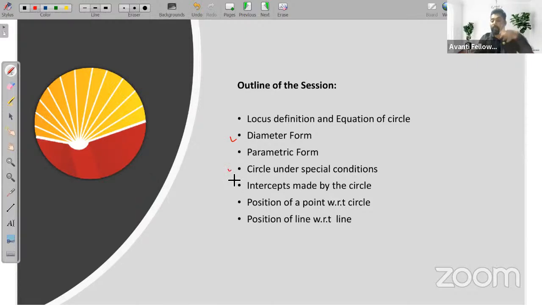Then circle under some special conditions, we'll see intercept made by the circles and position of a point with respect to circle. In case of line also we learn these things. Now also we'll study position of a point with respect to a circle and also position of a line with respect to a circle. All these things we'll try to cover in this session. So let's start with the locus definition of circle.